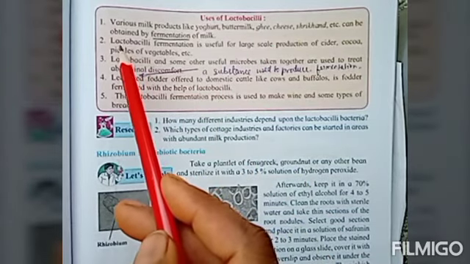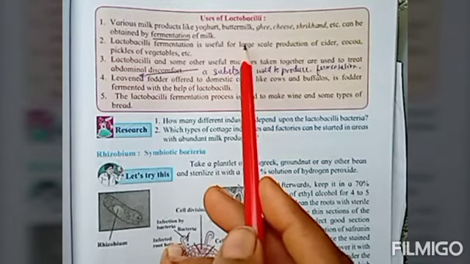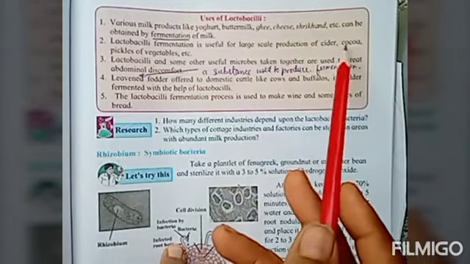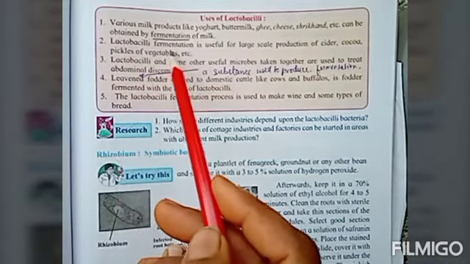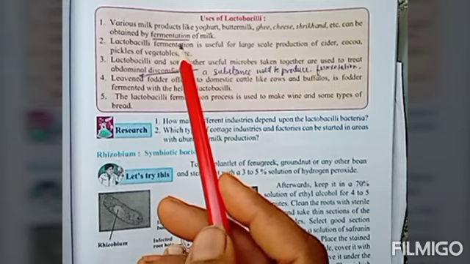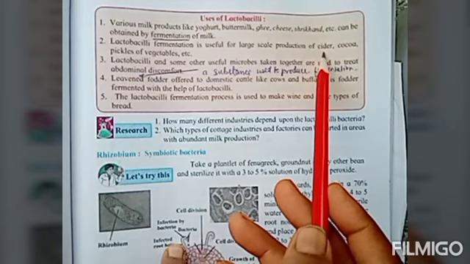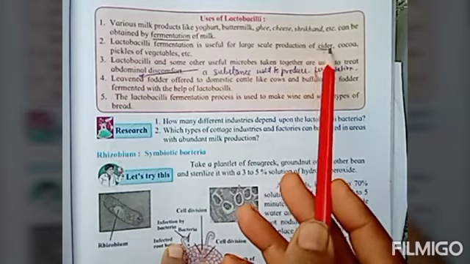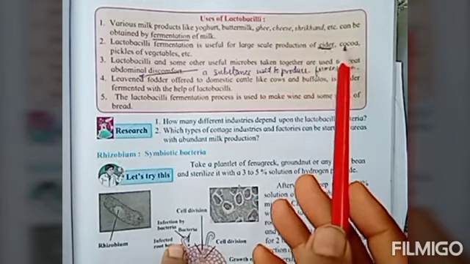The second use is that lactobacilli fermentation is useful for large scale production of cider, cocoa, pickles of the vegetables. Again, that lactobacilli fermentation is also used in making different products like cider. It is the alcoholic drink made from the apple juice. Just note the meaning: alcoholic drink made from apple juice.